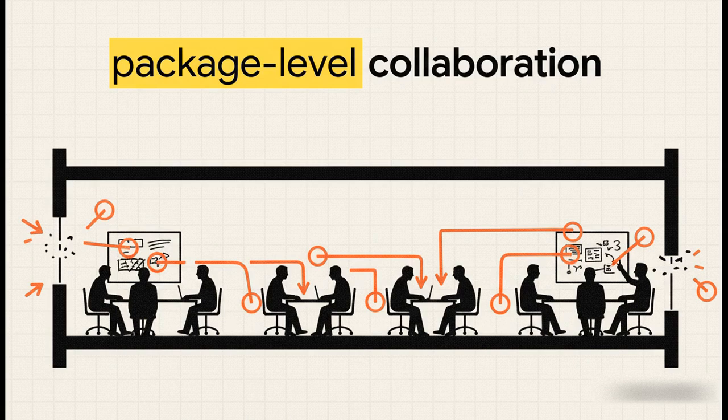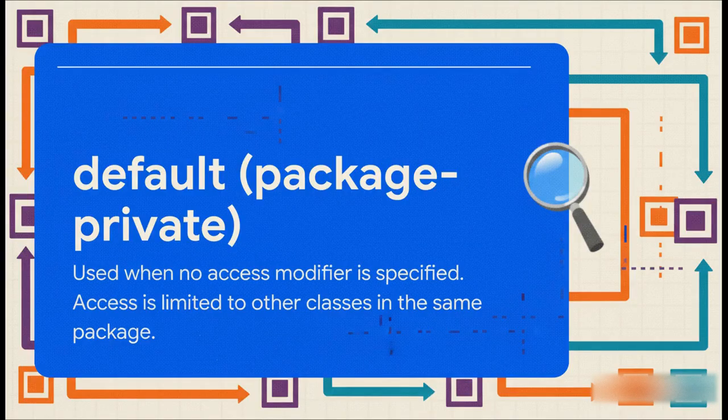I want you to imagine an entire floor of the building. All the teams on this floor can share information and collaborate freely with each other, but nobody from any other floor can just waltz in. This floor represents the default access level, which some people also call package private. Now, this is the one Java uses when you don't type any access modifier at all. You don't write a special keyword for it, it just becomes the default.